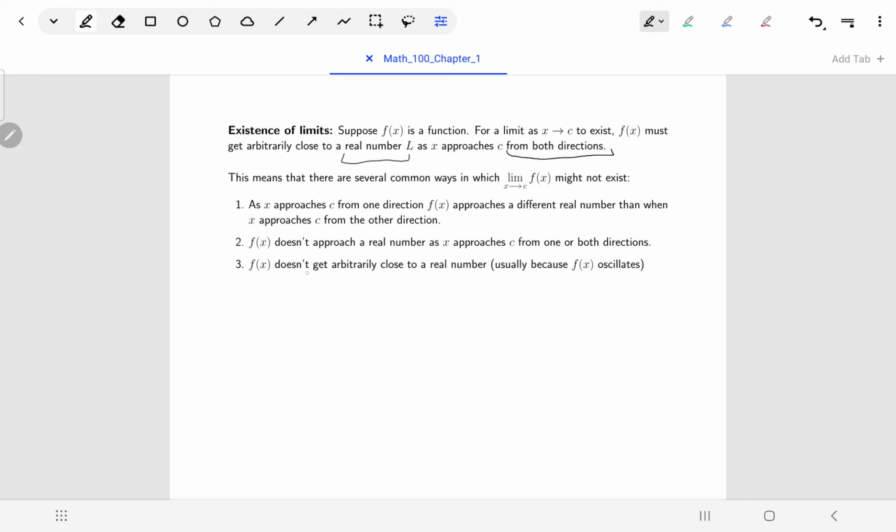Or maybe you get a function that doesn't actually get close to a real number, it just oscillates. Maybe it's alternating back and forth between two numbers. There's all sorts of ways in which limits could not exist, but that's the key thing. For a limit to exist, our y values have to approach the same real number as we're approaching our c, our x value, from both sides.